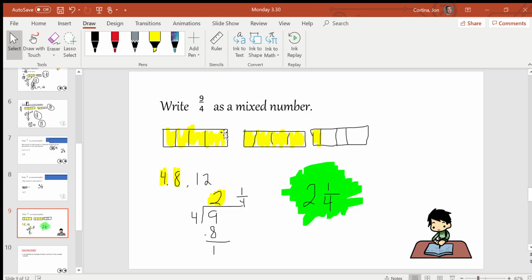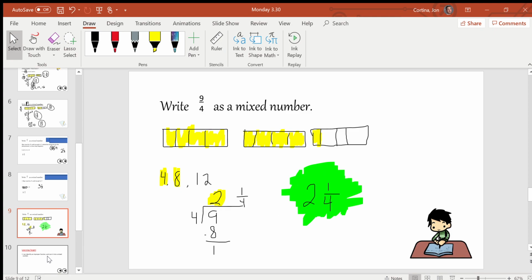Okay, so here's my tape diagram I drew. I also skip counted, and then I also used the division process. Whichever strategy you use to find 2 1/4 is okay, as long as you got this answer.